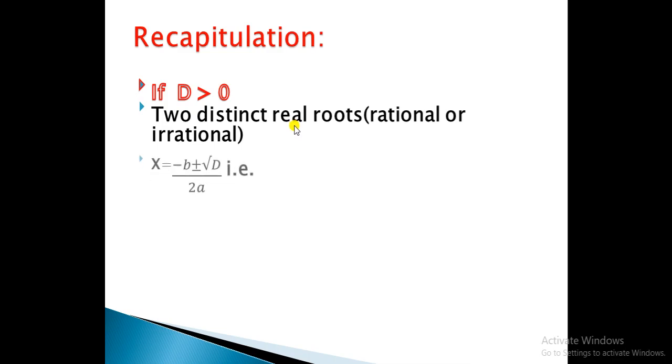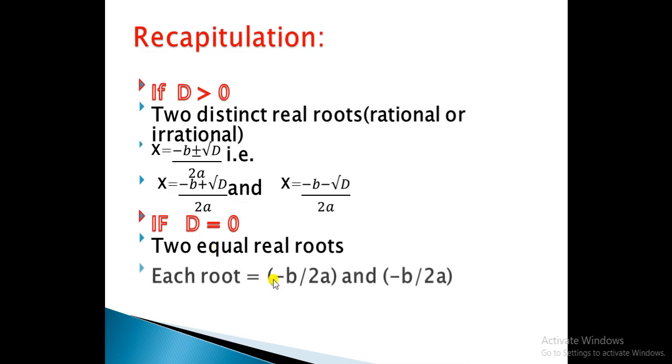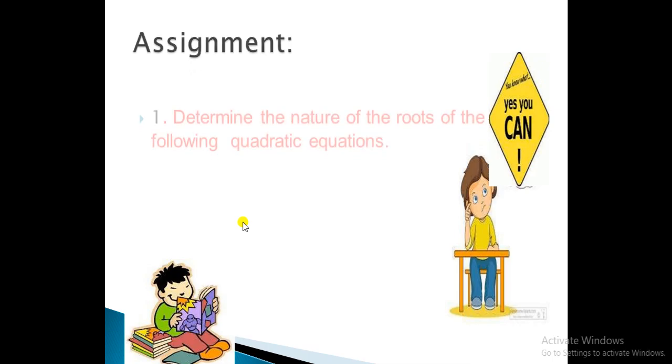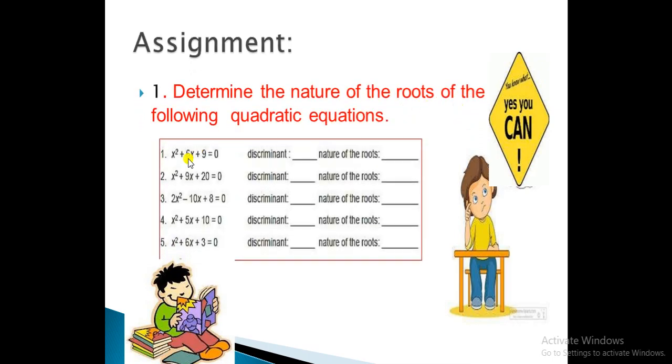Now let us recapitulate what we have learned today. We have learned if D is greater than 0, we will have two distinct real roots, one root given by minus b plus under root D upon 2a and the other given by x equal to minus b minus under root D upon 2a. We have seen if D equal to 0, then we will have two equal roots each given by minus b upon 2a. And if we have D less than 0, no real roots exist in this case.